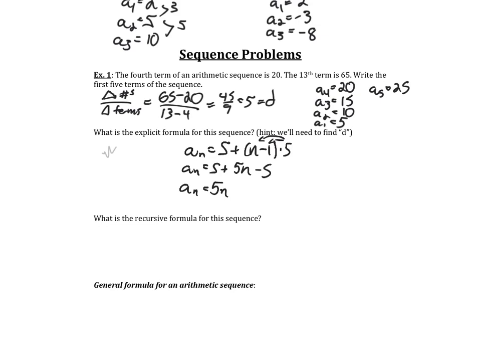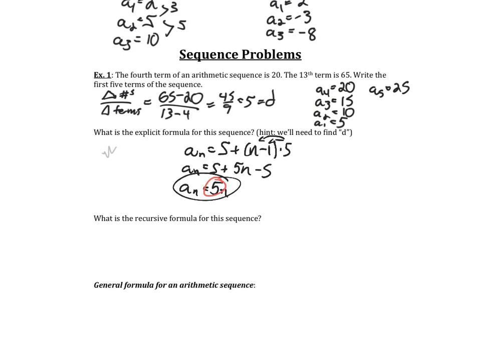So that is my explicit formula, and that jives with what we did above, that the number in front of the n must be the d value. And I'm going to put this in more general terms in a second. So if you're like, where are you getting that from? I'll explain in a minute. Okay, but in this case, our explicit formula would be a sub n equals 5n.